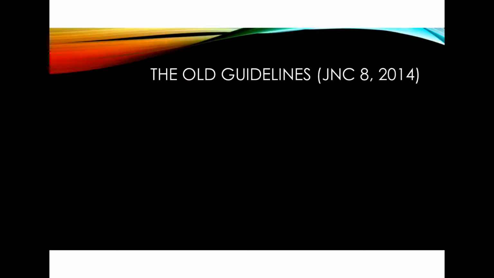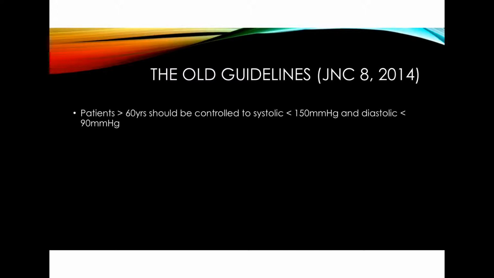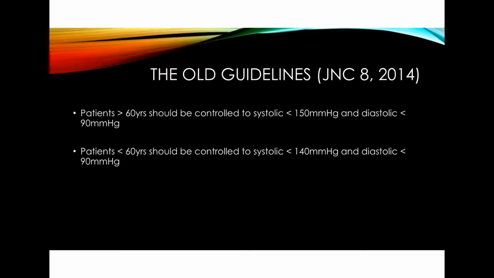So now, what are the blood pressure targets that we're aiming for? Well, in 2014, the Joint National Commission published their 8th edition guidelines on blood pressure control, and this was the JNC8. According to this, patients above 60 years of age should be controlled to a systolic blood pressure less than 150 millimeters of mercury with a diastolic less than 90 millimeters of mercury. Patients less than 60 years of age should be controlled to a systolic less than 140 with the same diastolic target.